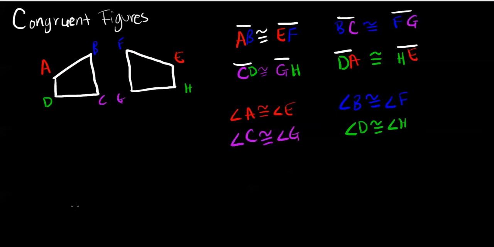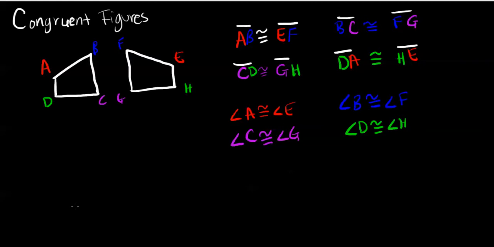So if you look at our example here, we have polygon ABCD, which is congruent to polygon EFGH. When I said ABCD, I have to match the spot from each polygon to the one on the other polygon using the same letter. So if I started with A, I would have to start with E on the other one.